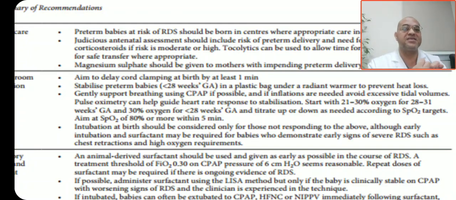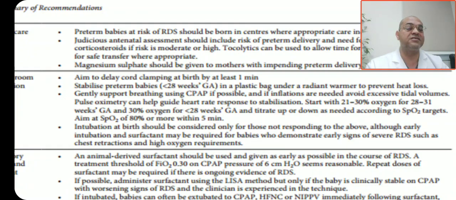The second thing, actually, any premature deliveries with high risk or moderate risk need corticosteroids. So you have to start dexamethasone, tocolytics, and magnesium sulfate. Three medications. First of all, dexamethasone.